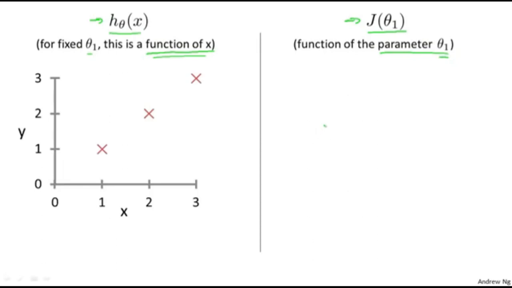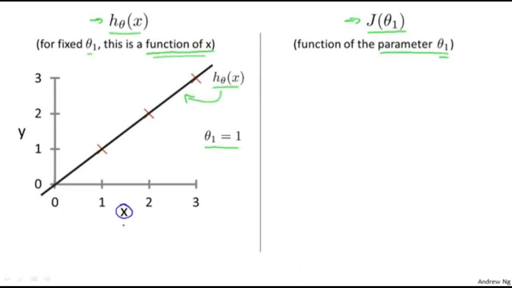Let's start with the hypothesis. On the left, let's say here's my training set with 3 points at (1, 1), (2, 2), and (3, 3). Let's pick a value of theta 1. So I'm going to set theta 1 equals 1, and if that's my choice for theta 1, then my hypothesis is going to look like this straight line over here. And I want to point out, when I'm plotting my hypothesis function, my horizontal axis is labeled x, the size of the house.